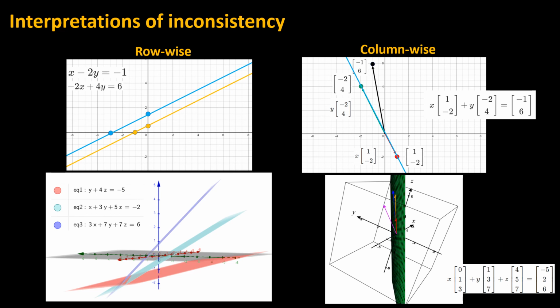Now you can keep this picture in your mind to remember both row-wise and column-wise interpretations of an inconsistent system.